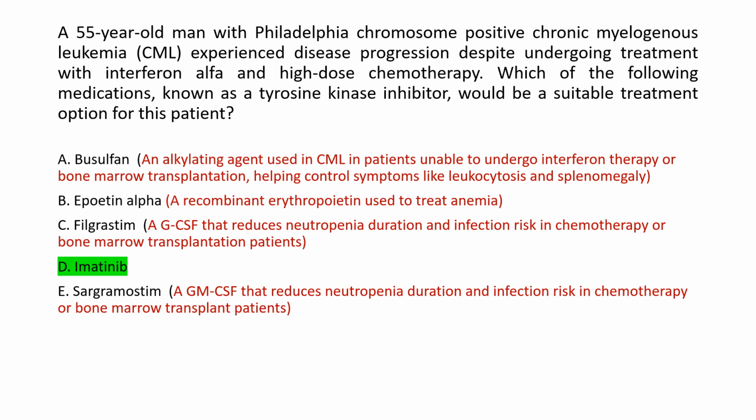And option E, sargramostim, it's a granulocyte macrophage colony stimulating factor. It supports the immune cell recovery in patients undergoing chemotherapy, but like filgrastim, it doesn't inhibit the specific tyrosine kinase driving the CML.